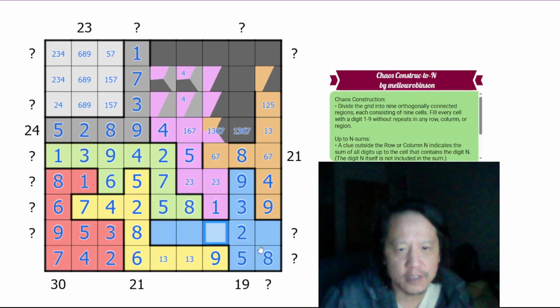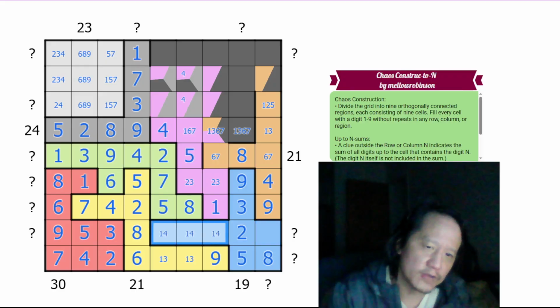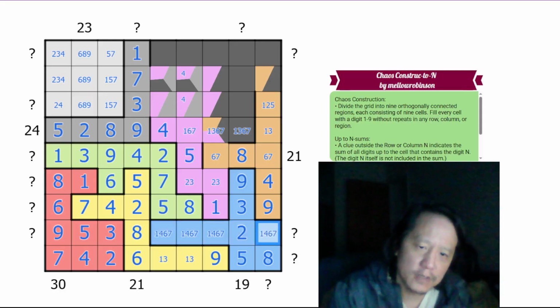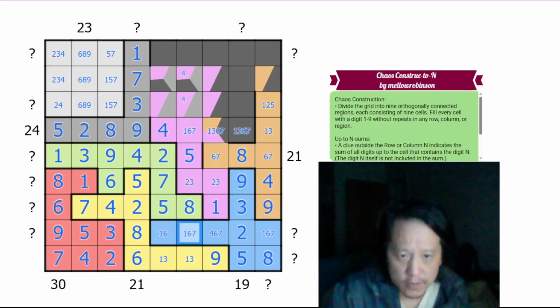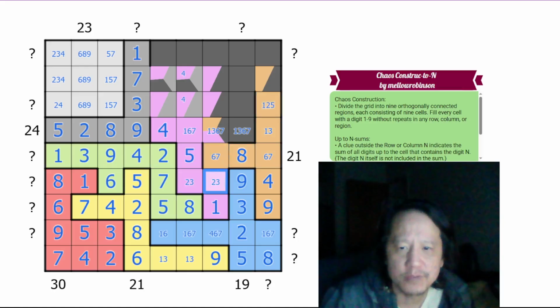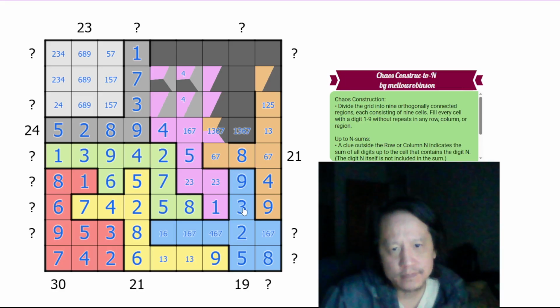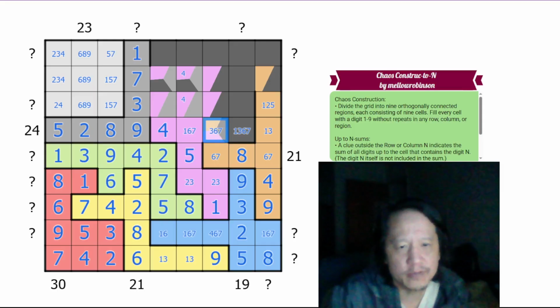Remaining digits in the blue region are 1, 4, 6, 7. And this can't be 4. This can't be 1. This can't be 4 because one of these must be 4 for the medium gray. This can't be 4 or 7. Okay, what else do we have? This is 2, 3. This is blocked there. This can't be 1 anymore because of 1 in the column.